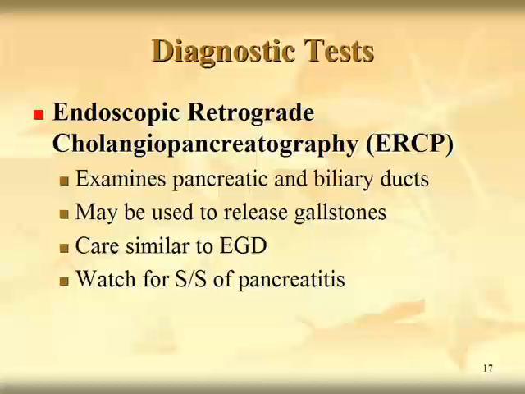An endoscopic retrograde cholangiopancreatography, or an ERCP, will actually examine the pancreatic and biliary ducts. This can be used to release gallstones. It's done by a fiber optic endoscope with fluoroscopy, and this gets advanced into the common bile duct and the pancreatic ducts, and then a contrast medium gets injected to be able to visualize these structures.